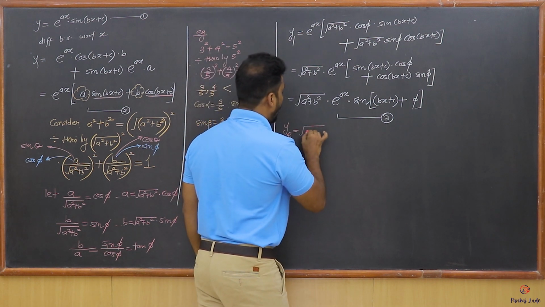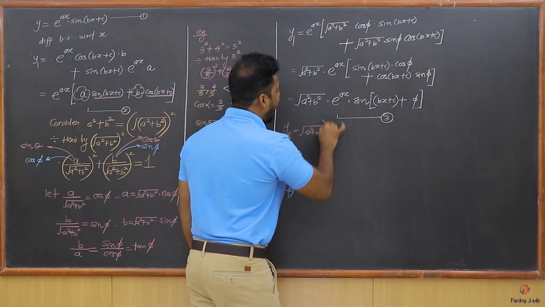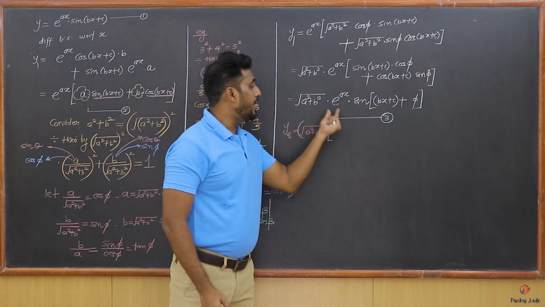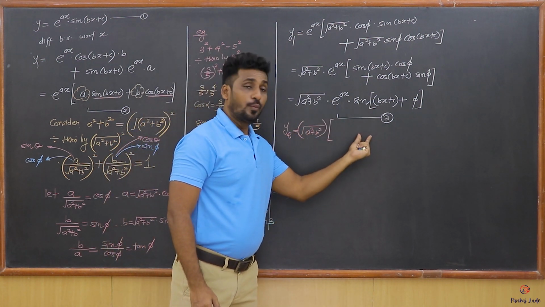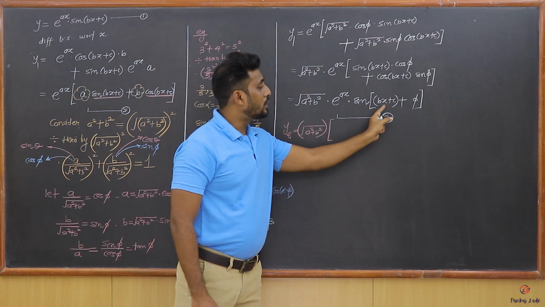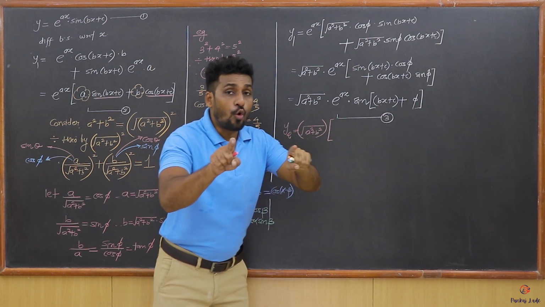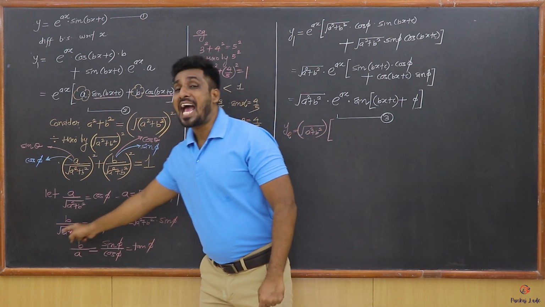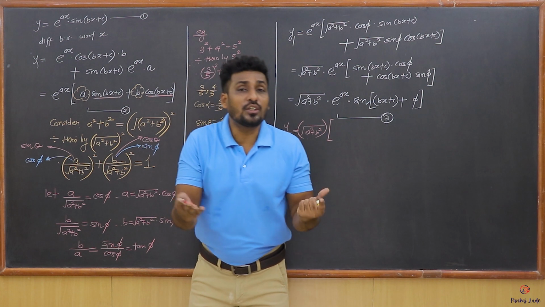So I write root of a square plus b square as it is. Then inside the bracket, what is going to happen? You will be getting e raised to ax into derivative of sine, which is going to be cos, again derivative of this bx plus c plus phi. You know phi is a constant term from here, isn't it? What is phi? Phi is tan inverse of b upon a. So it's a constant term.